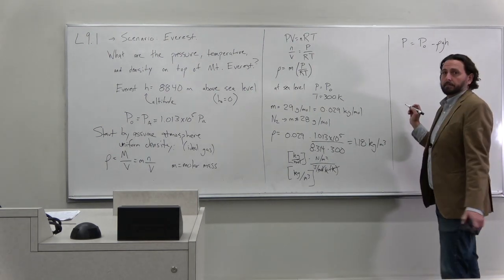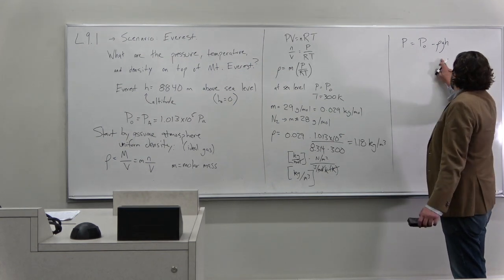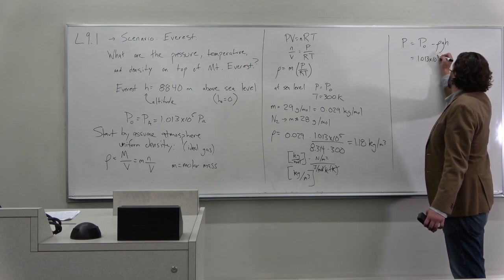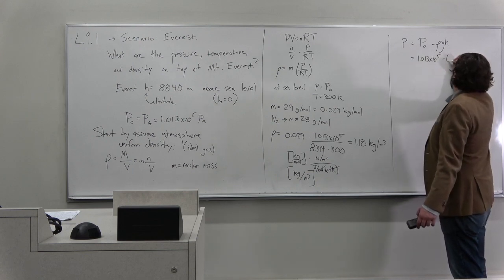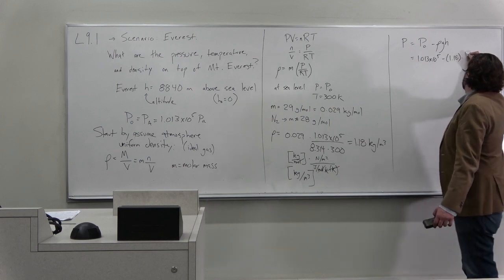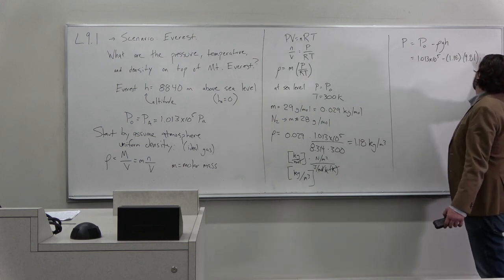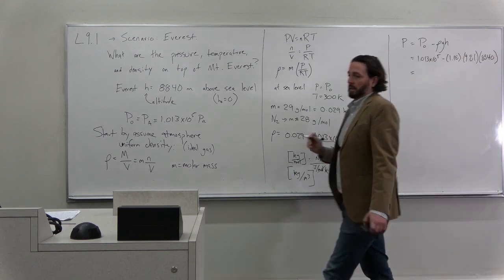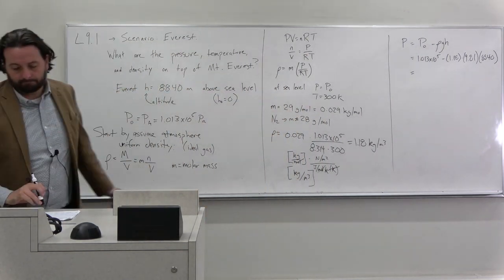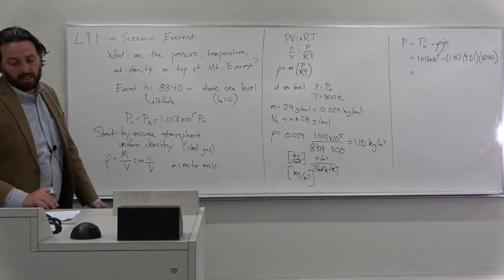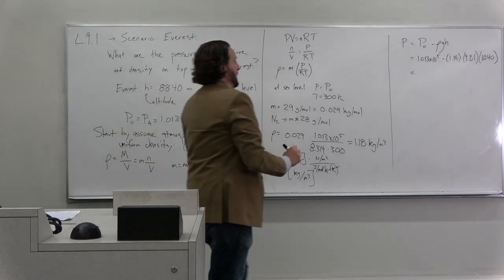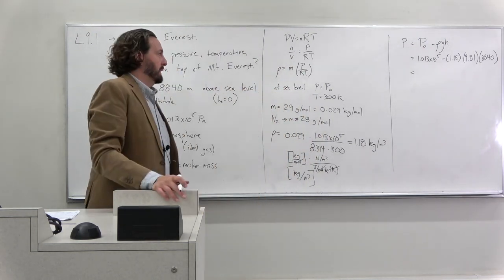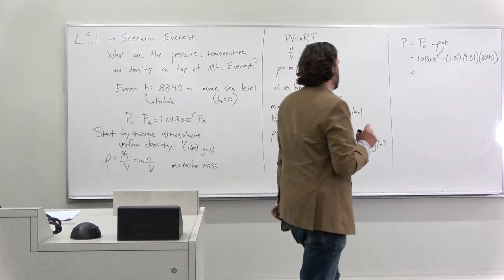Okay, so let's go ahead and figure out what that is. So now we have 1.013 times 10 to the 5 minus 1.18 times 9.81 times 8,840 meters. Calculate that out. Go ahead and actually pause if you want. Take a minute to work that out, just so you get some practice on these things. Make sure you understand your units.